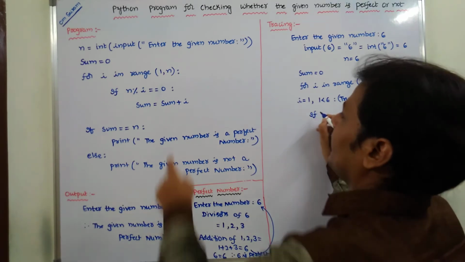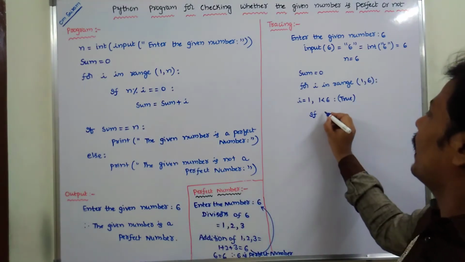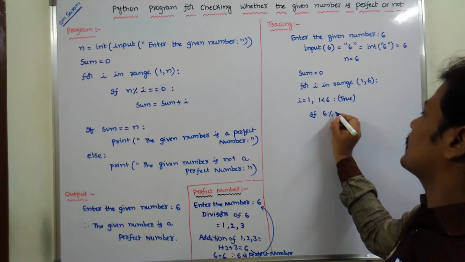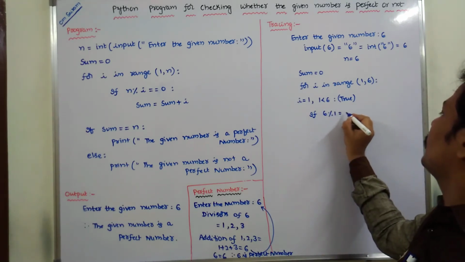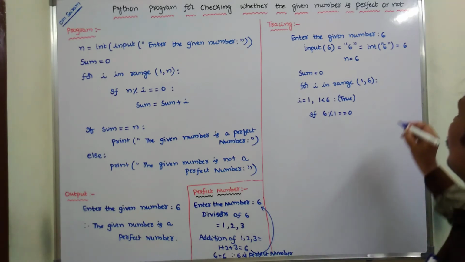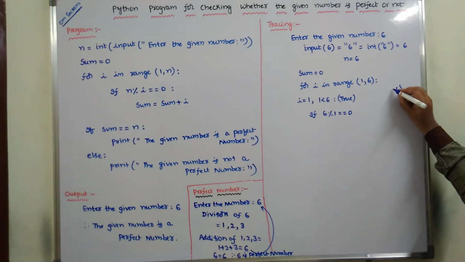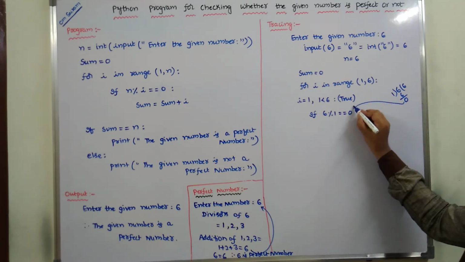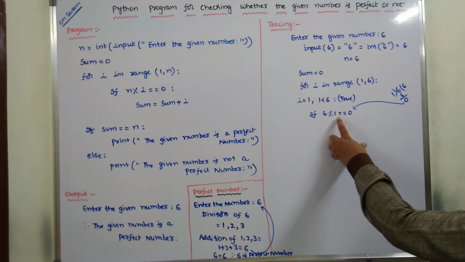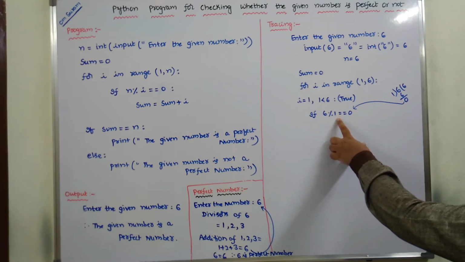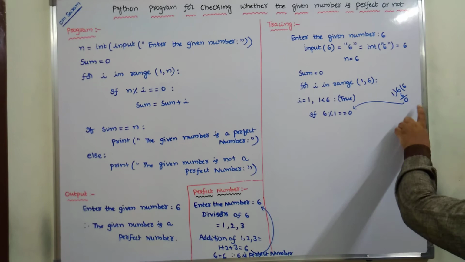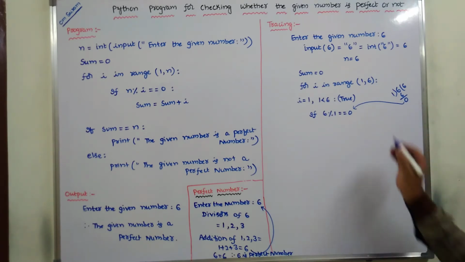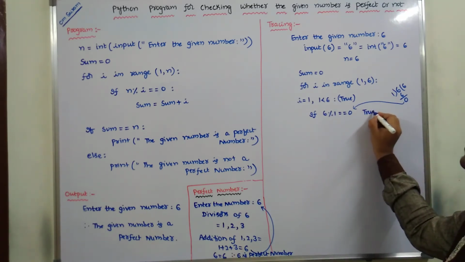So if n modulus i, n value 6, 6 modulus 1 is equal to 0. So that means 1 divides 6, so the remainder is 0. This remainder value is this one, that means 6 modulus 1. That is nothing but 1 divides 6, after that the remainder value is 0. So now this condition is true.